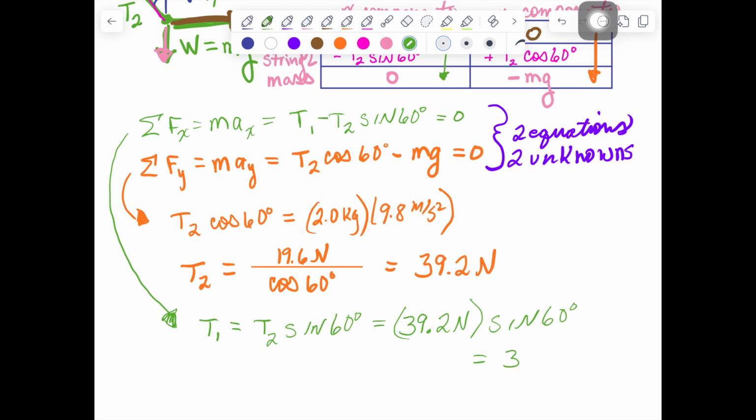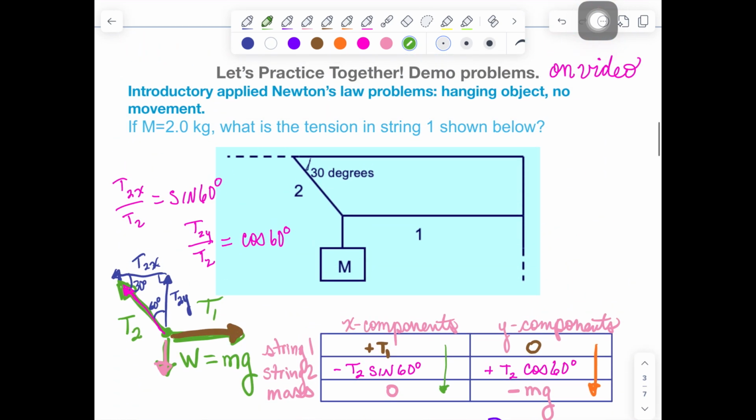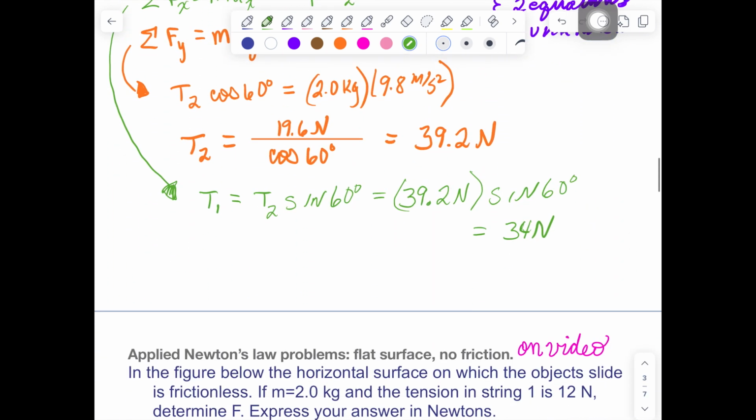All right, I put that in my calculator and I get 34 newtons. I'm just going to hop up here and check how many sig figs I had. I only had one sig fig in the angle that I was given. There's no decimal point there. So 30 degrees only has one sig fig. So my final answer to one sig fig is going to be 30 newtons.